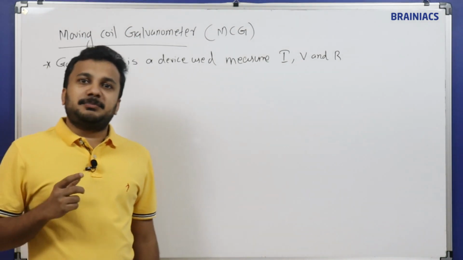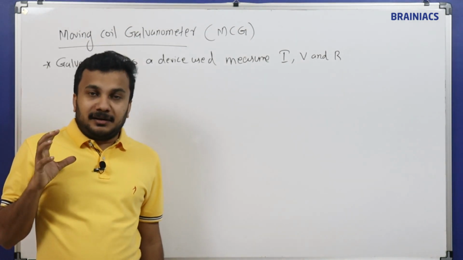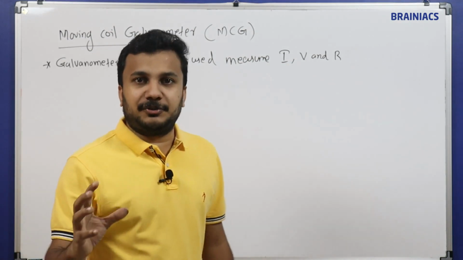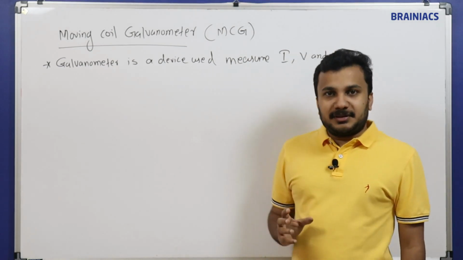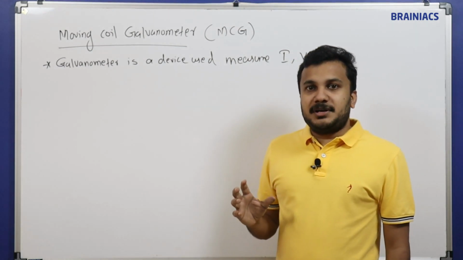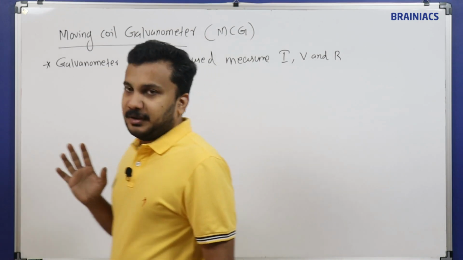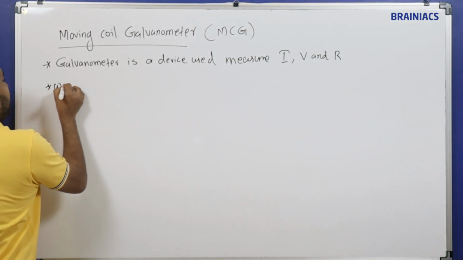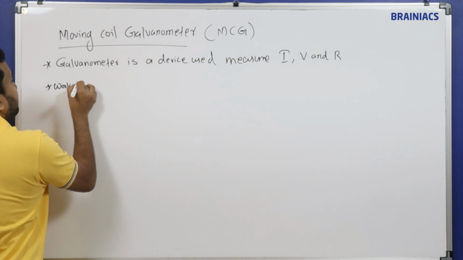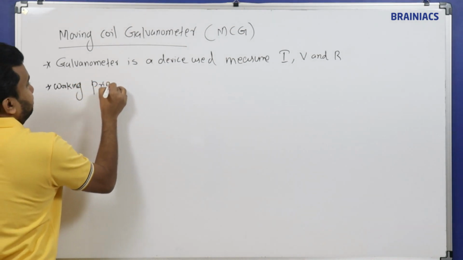We know the heart of the computer is the CPU, the central processing unit. Similarly, the heart of the galvanometer is the moving coil. I'll tell you in detail the construction and the working of the moving coil galvanometer. First of all, what is the basic principle involved in the moving coil galvanometer? So the next point is the working principle.